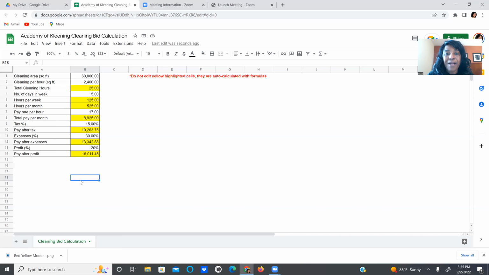Now I want to figure out my profit. I need to have a profit. This is the money I'm going to keep. If I add everything up, this bid for cleaning 60,000 square feet is going to be $16,011.45. I can simply change this.